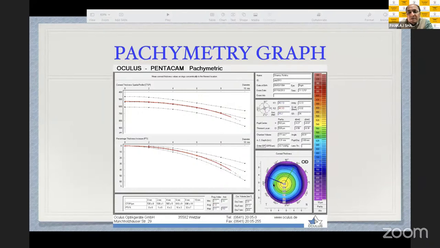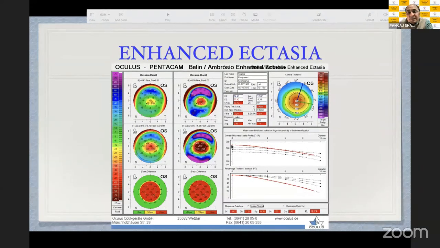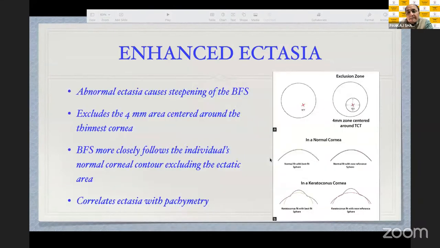So from here to there, there will be a sudden increase in thickness. Get it? So it looks something like this. Here it is thin, but it soon becomes normal thickness in the periphery. So the cornea is thin here, and then as soon as it leaves the 2-3 millimeter area, it becomes normal thickness. So the percentage increase in thickness would be way out of the normal. So this could be keratoconus.